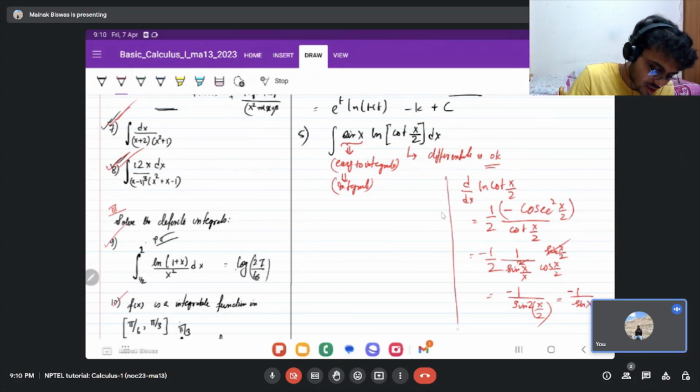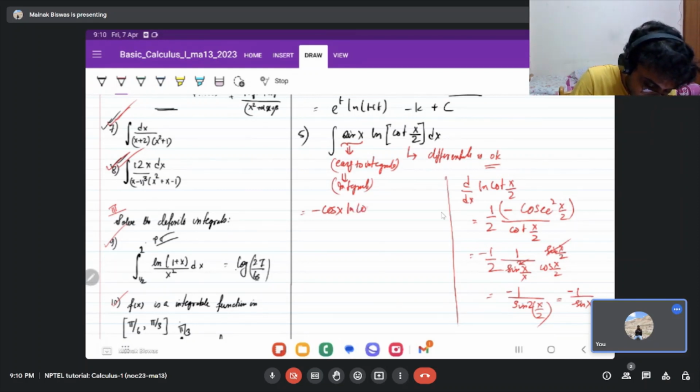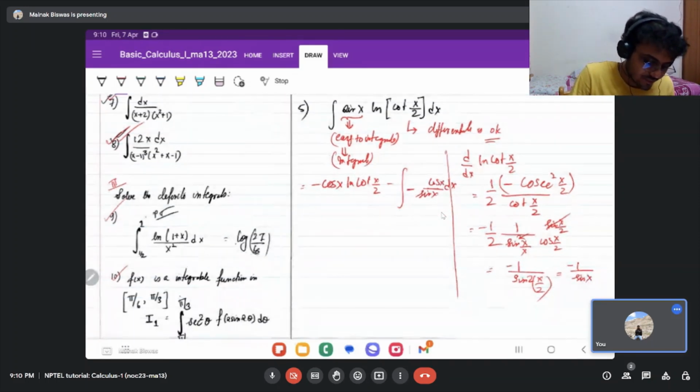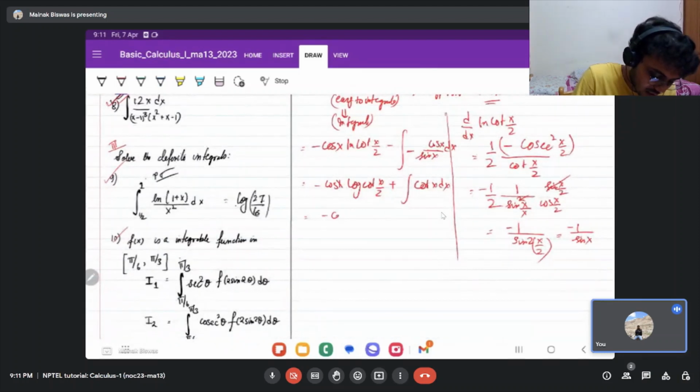So the integral becomes, sine x's integral is minus cos x. Now we'll not write down the entire thing, we'll only write the integral directly. So log of cot of x by 2 times the integral, which is minus cos x, minus the integral of minus cos x times the derivative, which is minus 1 by sine x. So this is minus cos x log of cot x by 2 plus integral of cot x dx. So this turns out to be minus cos x log of cot of x by 2 plus log of sin x plus c.